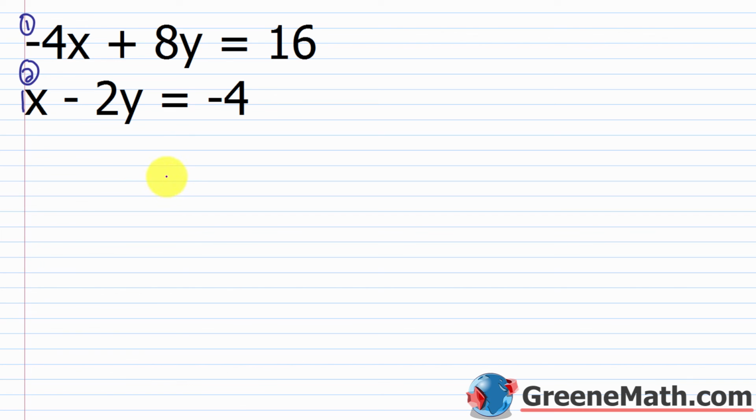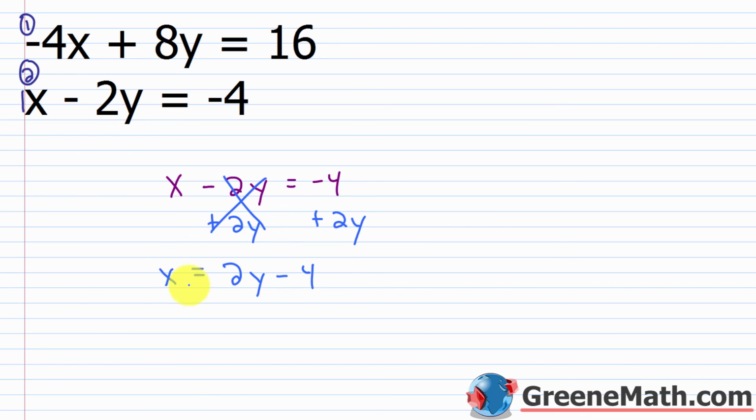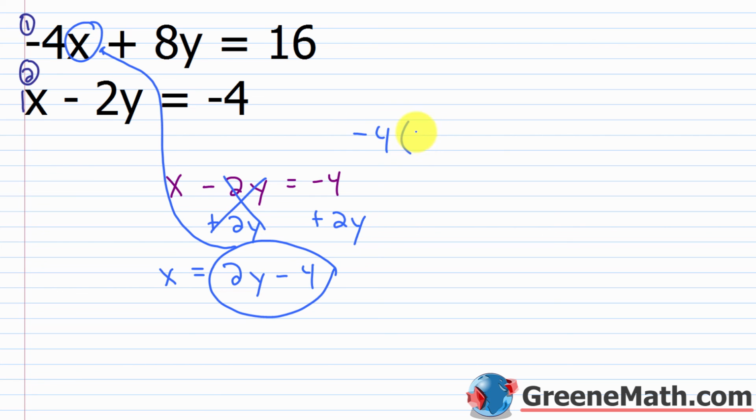So I'm going to say, okay, I have x minus 2y equals negative 4. I'm going to add 2y to both sides of the equation. This will cancel. We'll have x is equal to 2y minus 4. So now, if I know what x equals, I can plug in for x in equation 1. So I'm going to plug this quantity, 2y minus 4, in for x there. So I would have negative 4 times the quantity, 2y minus 4, plus 8y equals 16.